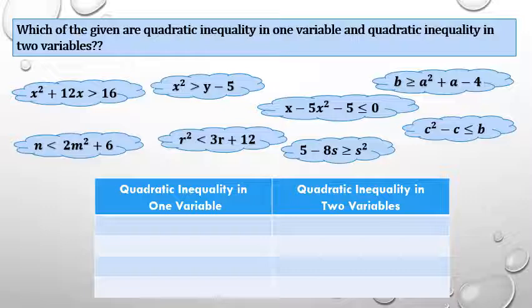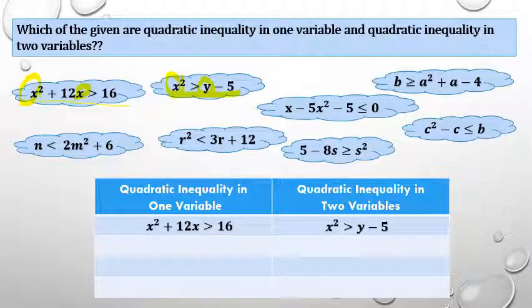Meron tayong x squared plus 12x is greater than 6. So, ano yan? Ilang variables ang makikita? Meron lamang tayong ginamit na x. Ibig sabihin, ang inequality na yan ay under quadratic inequality in one variable. Susunod, x squared is greater than y minus 5. So, dito ang makikita ay y at x. Ibig sabihin, in two variables.